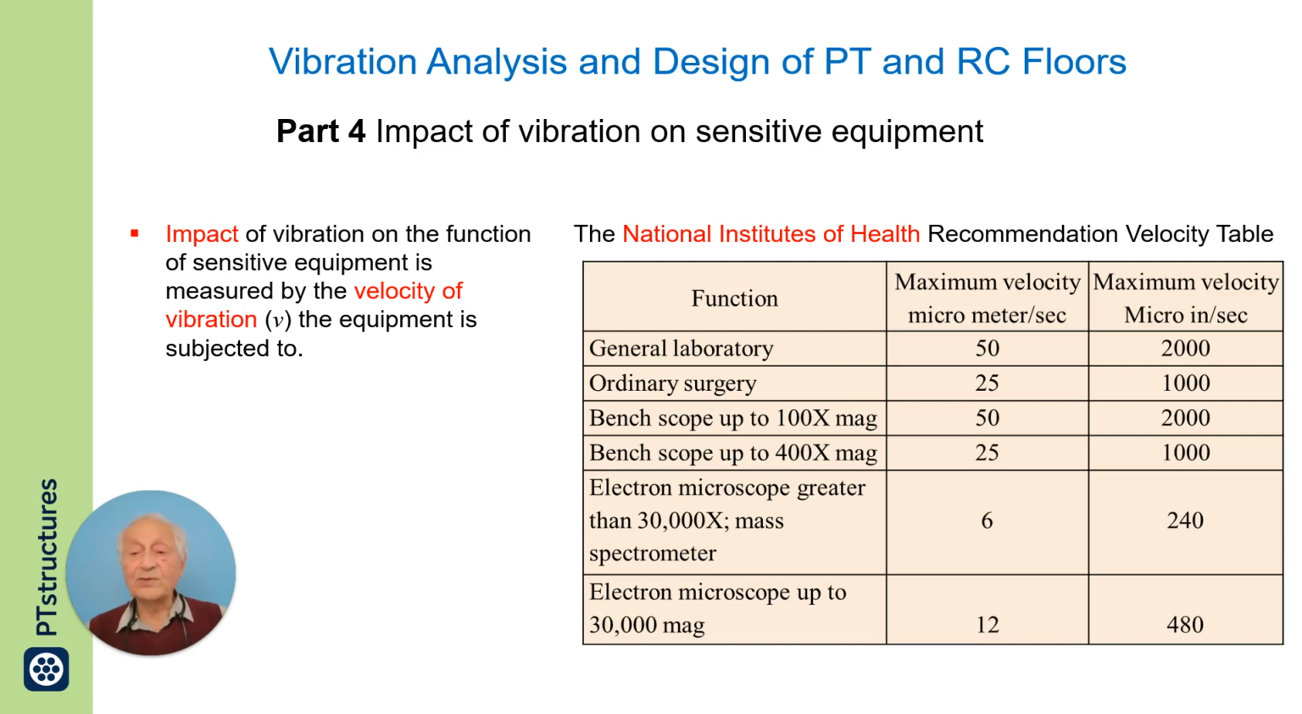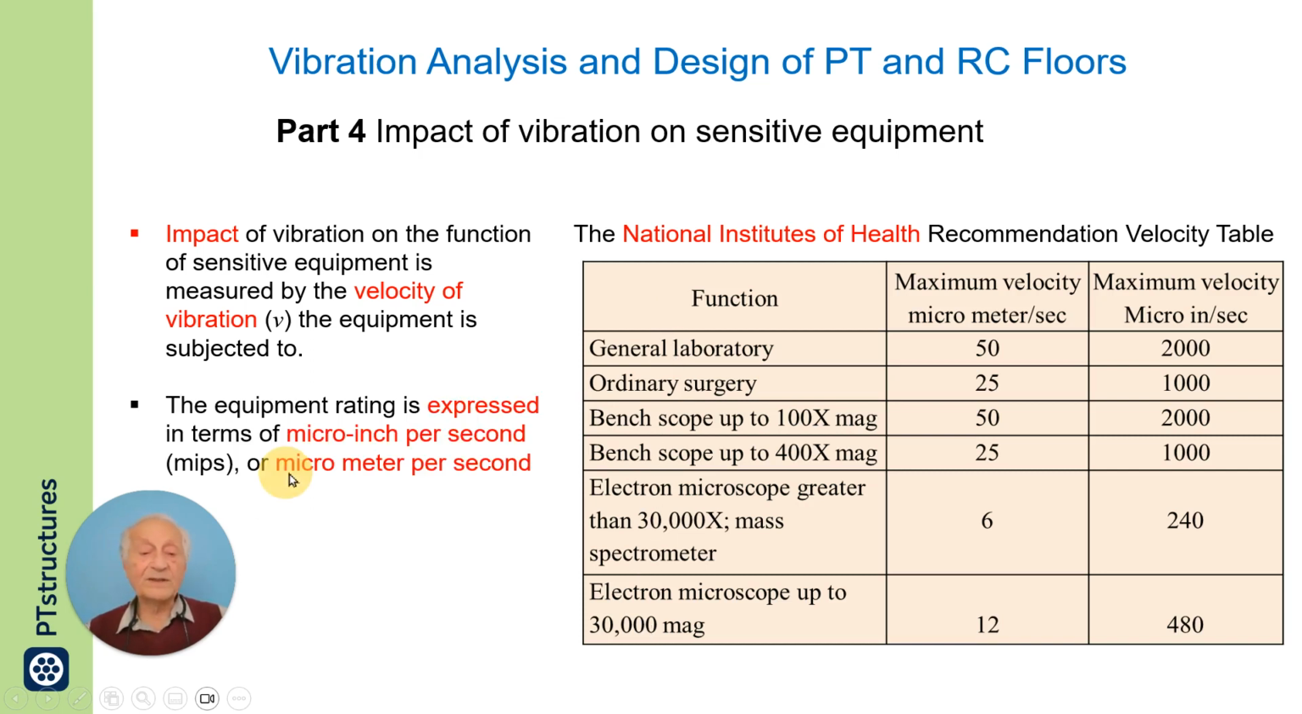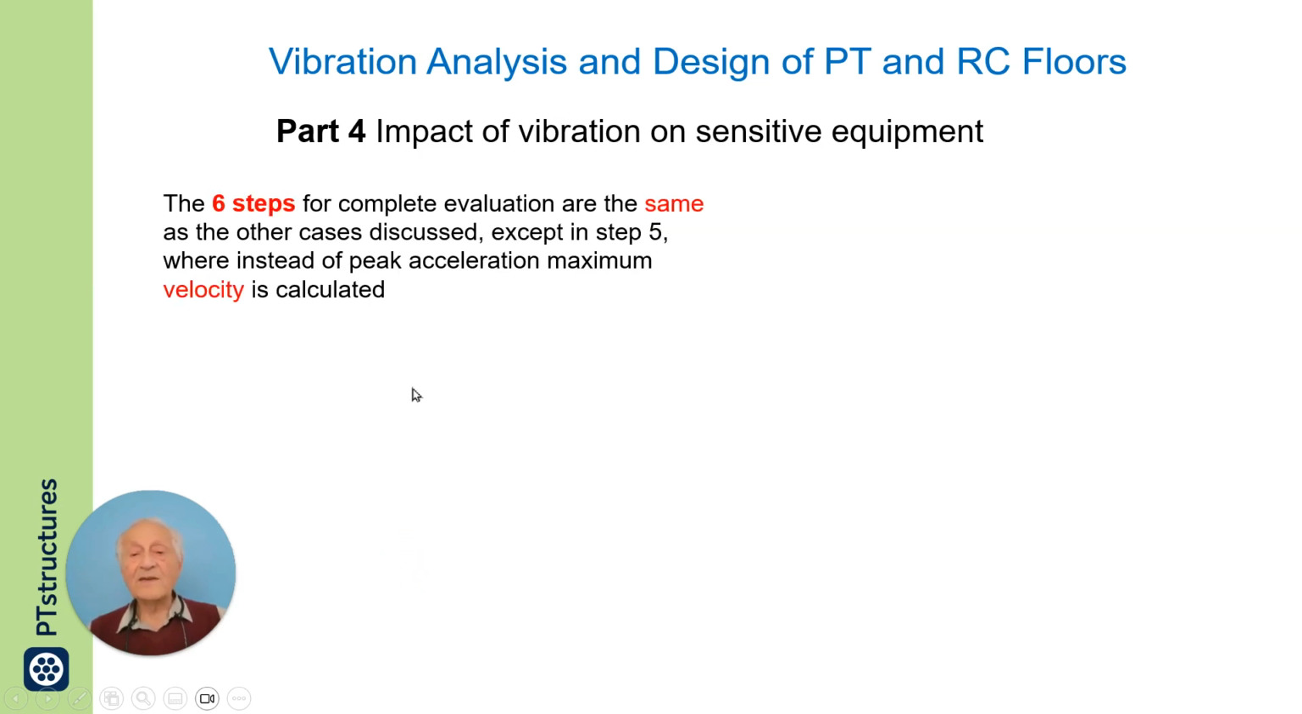So that is what you have to do to evaluate whether the floor is good for specific equipment that is going to be positioned in it. The equipment rating is expressed in terms of micro inch per second, MIPS, or micrometers per second. The table lists the recommended values given by the Institutes of Health. The first 5 steps remain unchanged. Now in step number 5, rather than calculating the acceleration, you have to calculate the velocity. Everything else is the same.